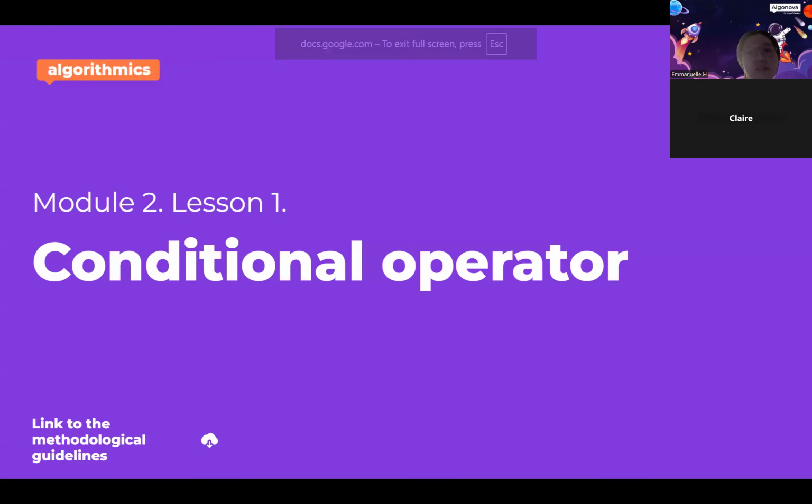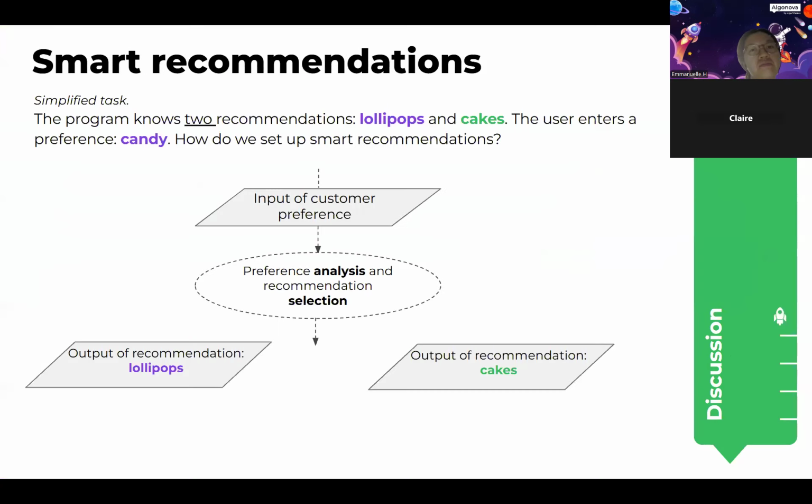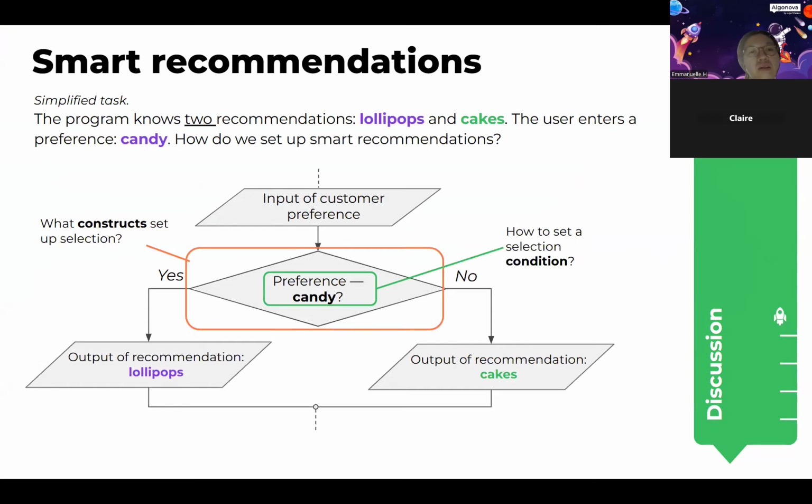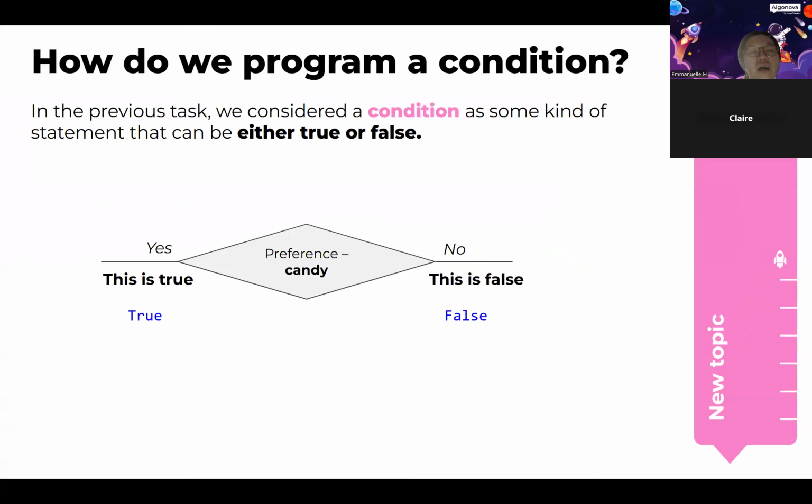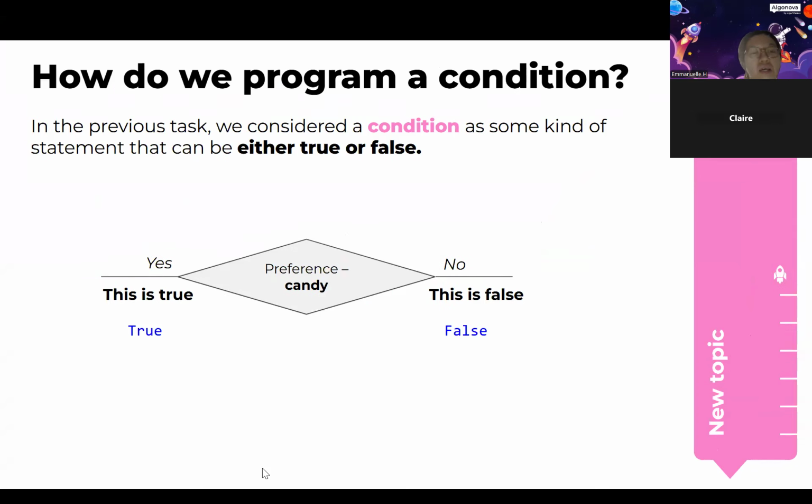Okay, can you see my screen? Yes. Okay. So today we will learn about the conditional operator. Usually when we have two conditions, for example, we want to check whether this is a candy or no, we will compare the condition. If it's a candy, if it's yes, it will return true. If it's no, we will return false.